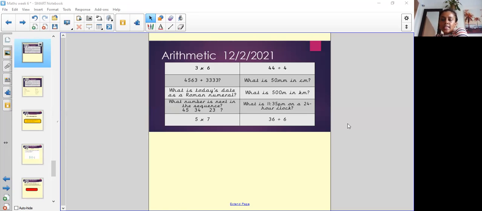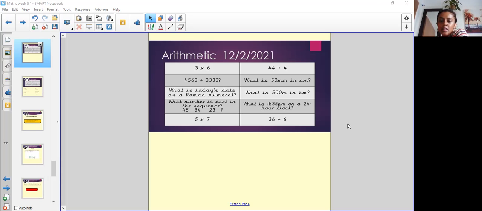So number 1, 3 times 6. Number 2, 4,563 add 3,333. Number 3, what is today's date as a Roman numeral? Number 4, what number is next in this sequence? Number 5, 5 times 7. Number 6, 44 divided by 4. Number 7, what is 50 millimeters in centimeters? Number 7, what is 500 meters in kilometers?